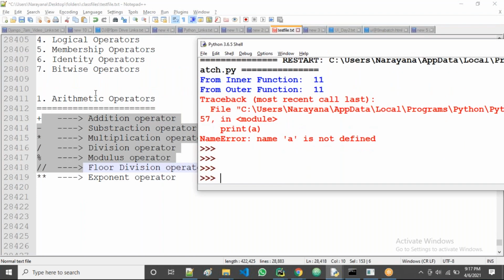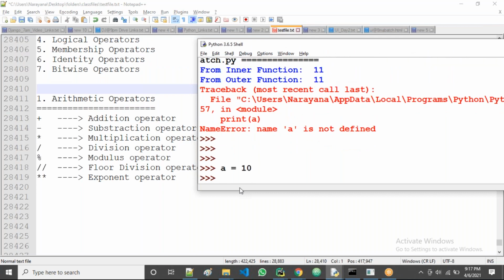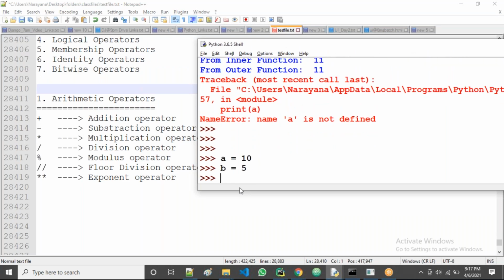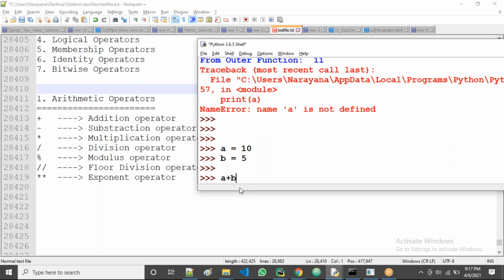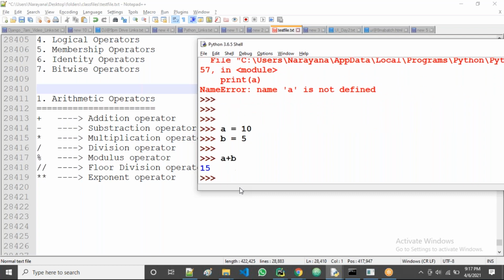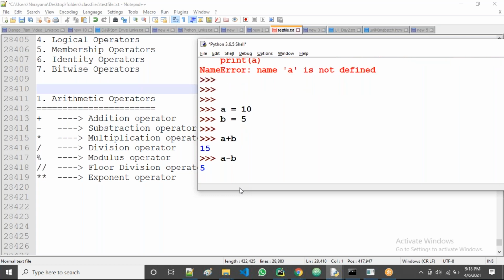Now all of you observe. I'll take two variables. Suppose a equal to 10, then b equal to 5. Now a plus b, the plus operator is addition. Then a minus b, we know. A multiplication b, that gives 50. Then a division b.